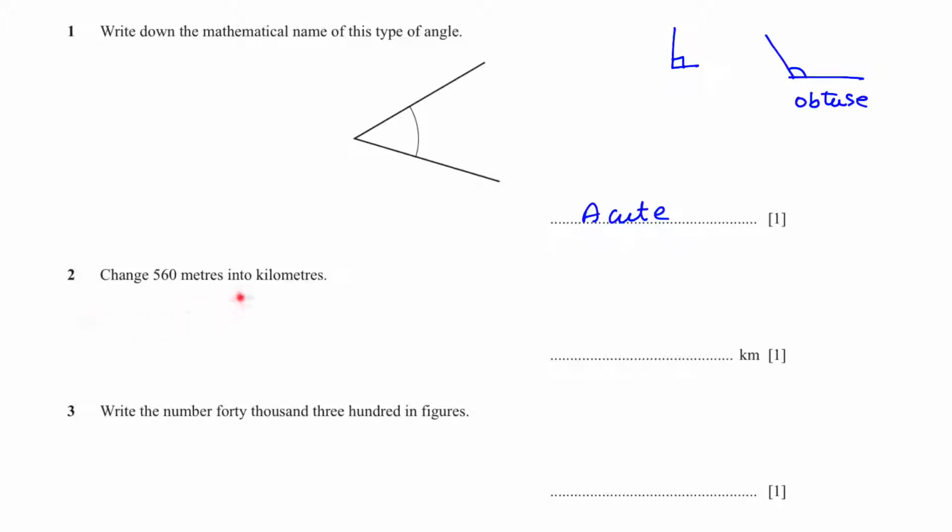Next, change 560 meters into kilometers. To change meters into kilometers, we divide by 1000. Meters is a small unit and kilometers is a bigger unit. So we divide. From small to big unit, we divide. And the answer is 0.56 kilometers. Next, write the number 40,300 in figures. So this will be 40,300.